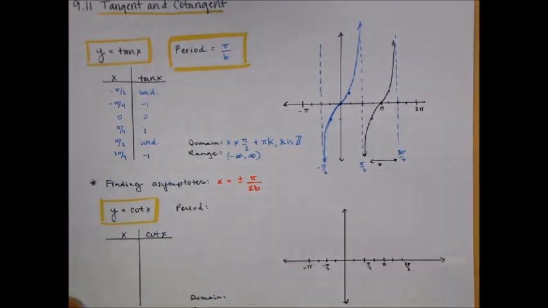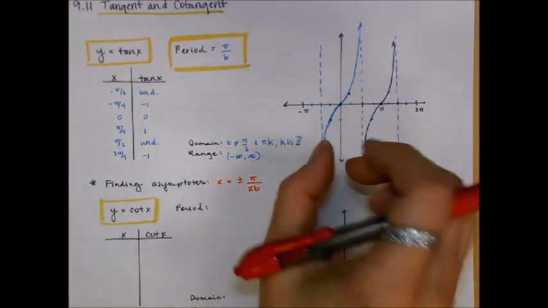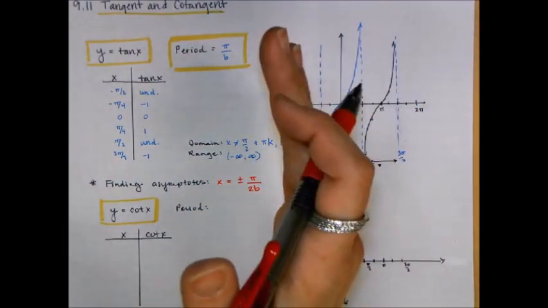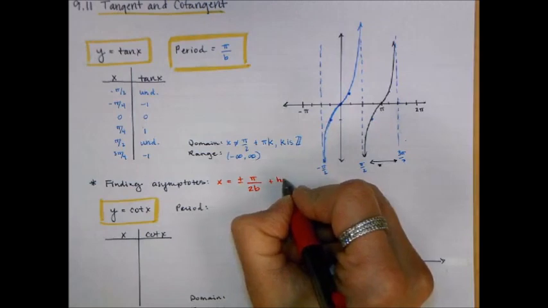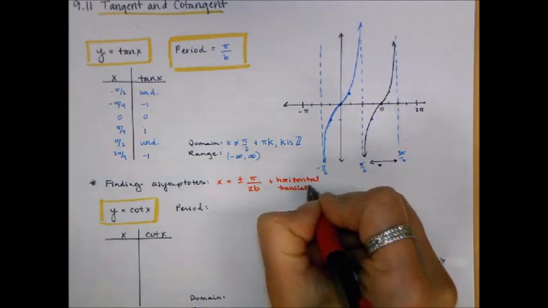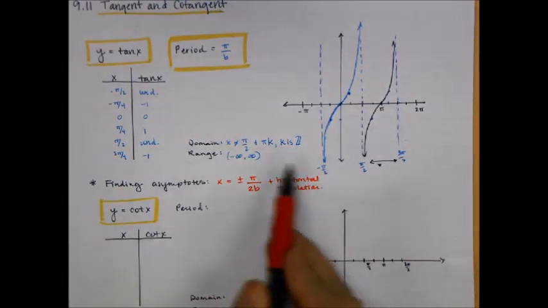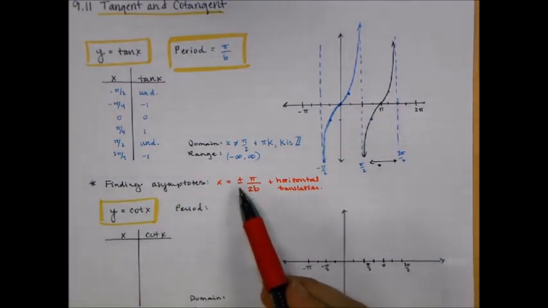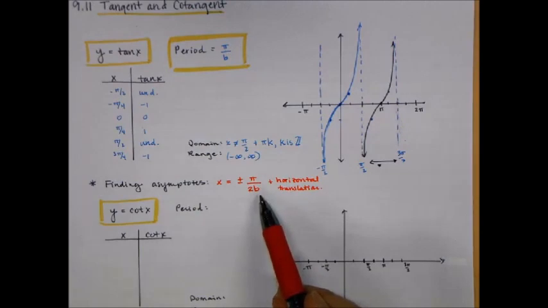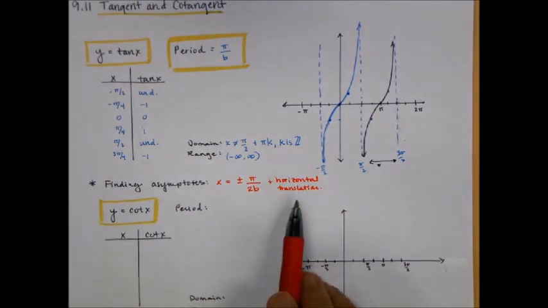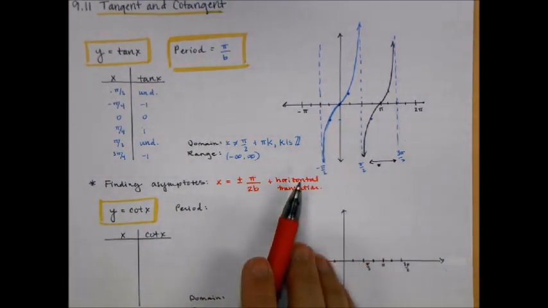But besides that, we want to adjust for any translation. Now, a vertical translation won't disturb my vertical asymptotes, but a horizontal translation will. So this is how we'll go about graphing our tangent functions. We'll start with the asymptotes here at plus and minus pi over 2b. And b, again, is just that value, the coefficient of x. And then we'll add the horizontal translation. So we might shift right or shift left, so we might add or subtract a value here.